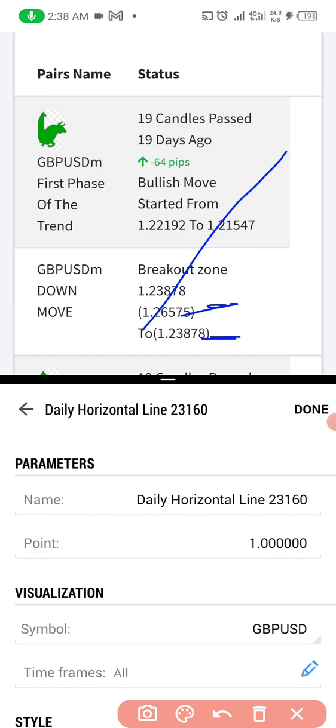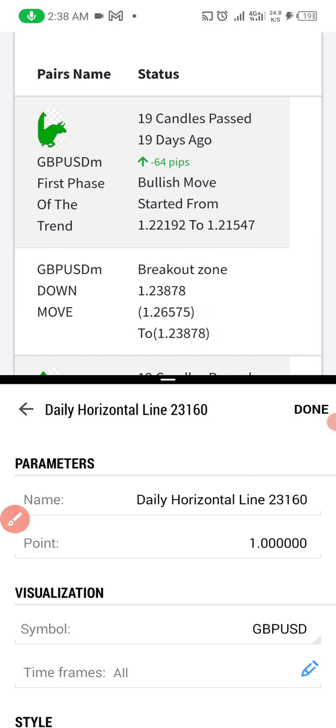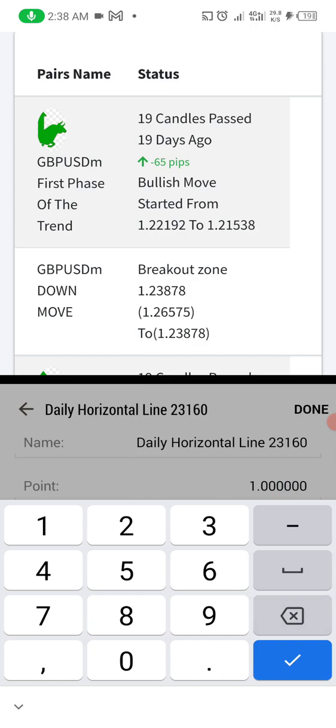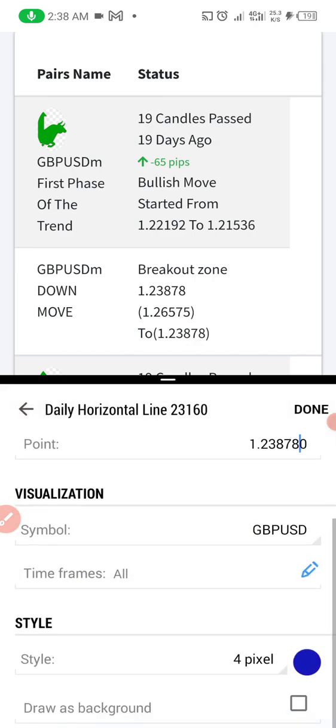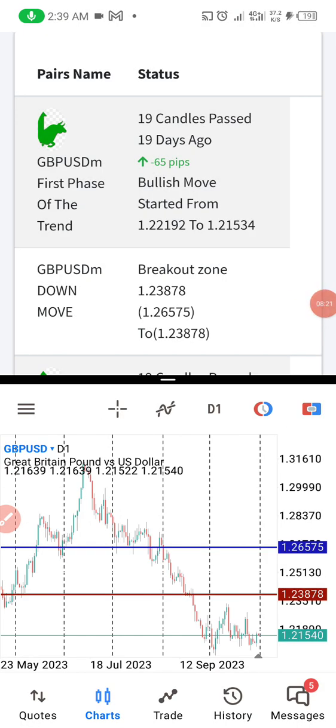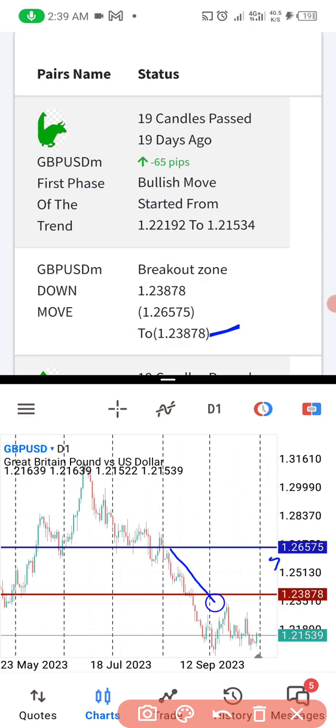But for now, let me explain it for you. Let me do it for you. So I'm going to be adding this one now to this place. So I'm going to add, we have 1.23878. I change it to red so that you see things clearly yourself, so that you see how it works. As you can see, price has moved from here to this point.